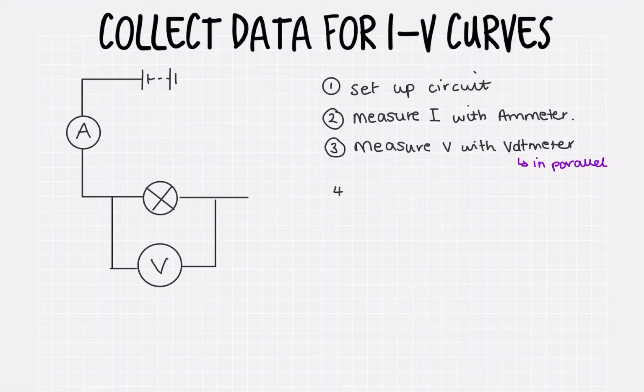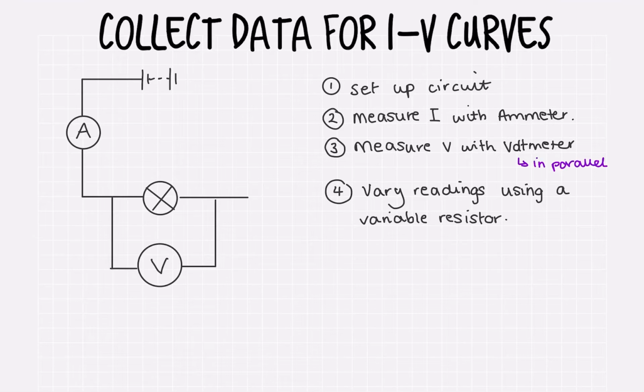So for varying readings, using a variable resistor. Excellent, so let's put that into the circuit. So we need to connect the variable resistor in series. So reminder, a variable resistor is a rectangle with an arrow through the centre. And then we're just going to connect up the rest of the circuit so that it works.